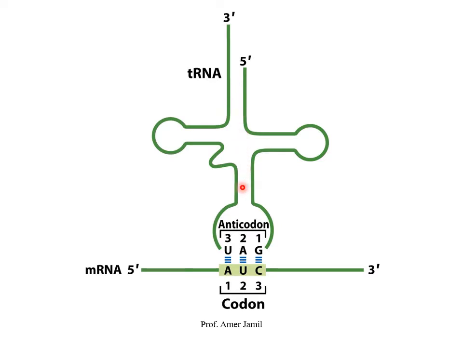However, this transfer RNA, as you can see, has a lot of intra-chain hydrogen bonding, which makes this structure. I will explain in a short while what is the significance of this type of structure.